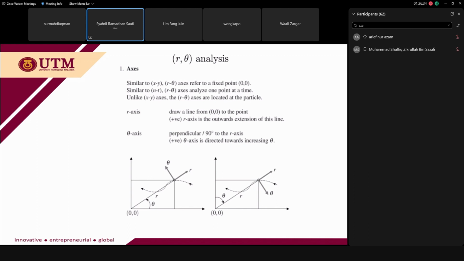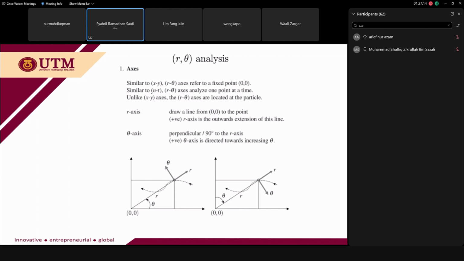Similar to xy, R theta refers to a fixed point, meaning that you have the reference point. If you do n-t, you do it specifically on that particle at the particular location. But for the R theta, we have a fixed reference point. Let's say at point A, the axis is at point A. If the particle moves to point B, the axis is still at point A. The axis is not changed. You need to be consistent when you do the analysis.